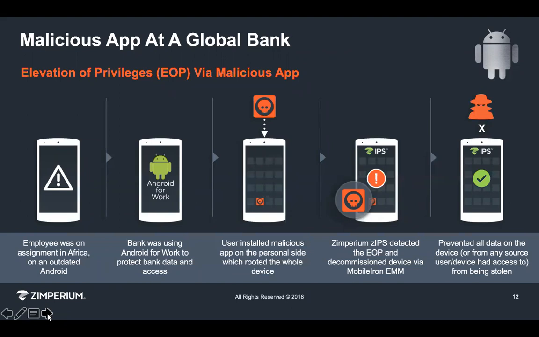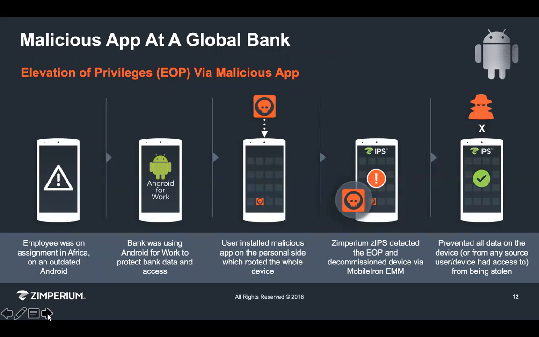But the fundamental point is, again, if you own the device, anything that's above you, you can control. In this case, the user installed a malicious app on the personal side, and it tried to elevate privileges. As soon as it tried to elevate privileges, we immediately detected it and notified MobileIron. This is before our agent was integrated into MobileIron, and they hadn't transitioned over yet. We prevented it from actually being able to do anything.